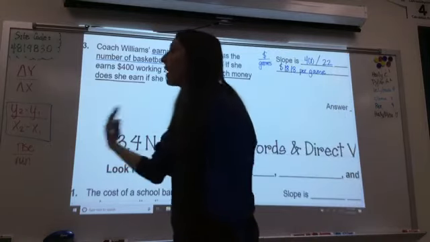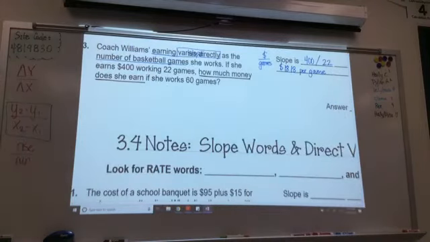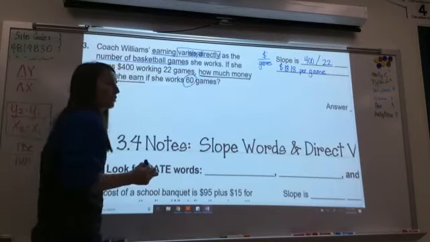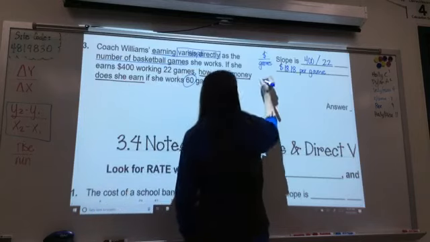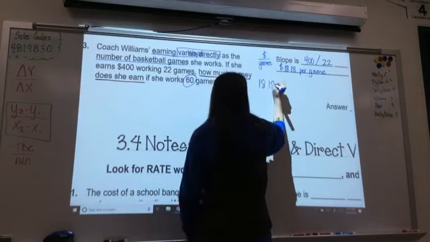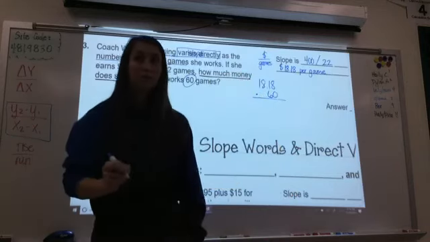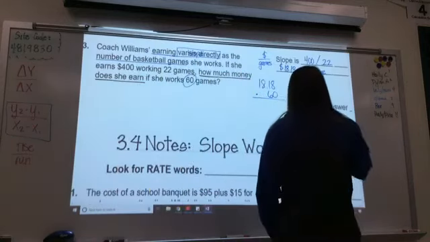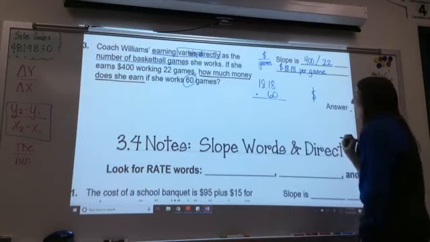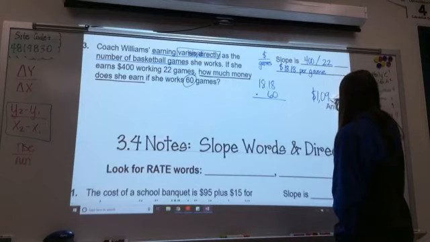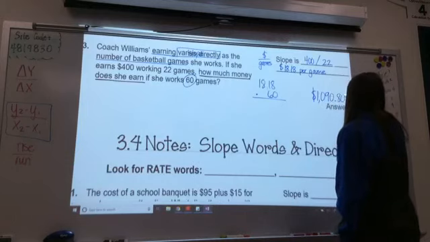Now that I know I make $18.18 per game, what can I answer? How much money I would earn in 60 games. What am I going to do with those numbers? Multiply. 18.18 times 60. Ooh, that's a lot. How much is it? 1,090.80.